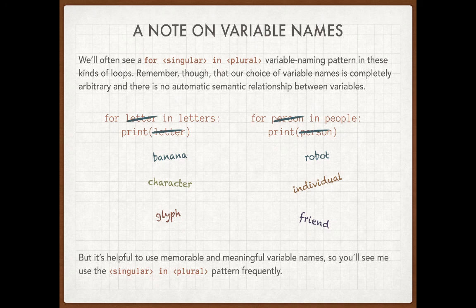All right. But just a note. As we go forward, and I start writing some for loops, I will often rely on this for a singular thing in a greater collection of plural things. That's just a variable naming pattern that I will use a lot.